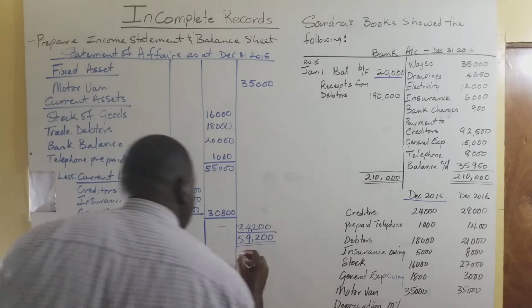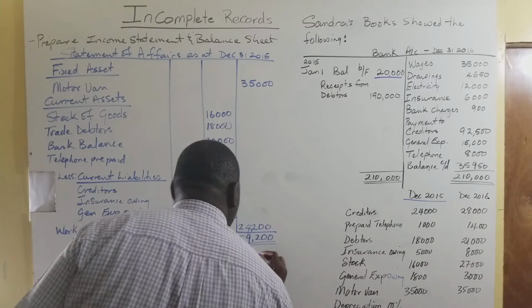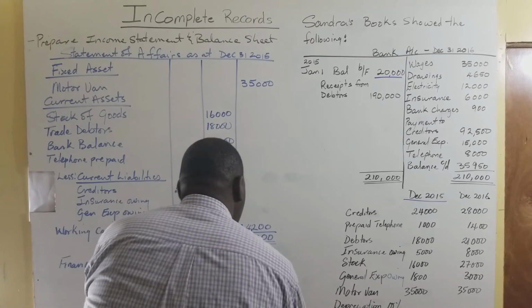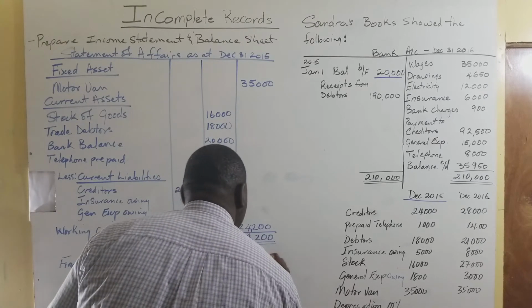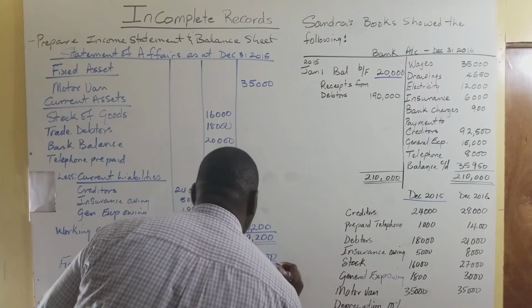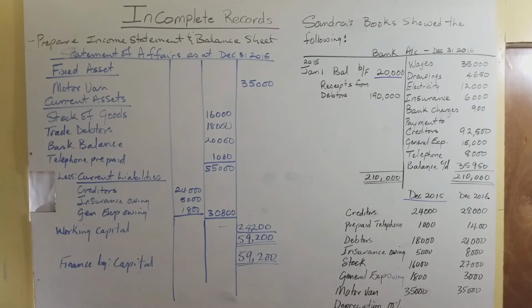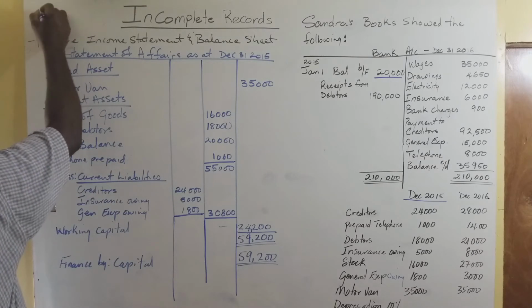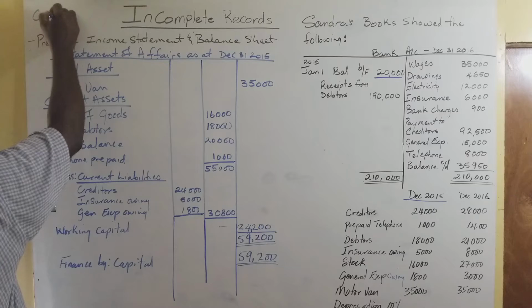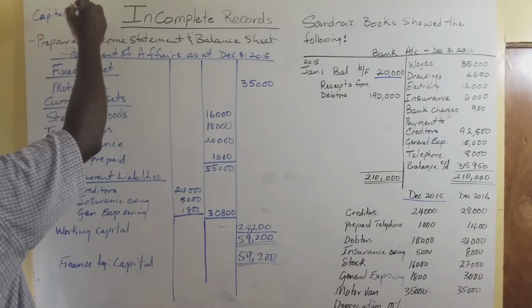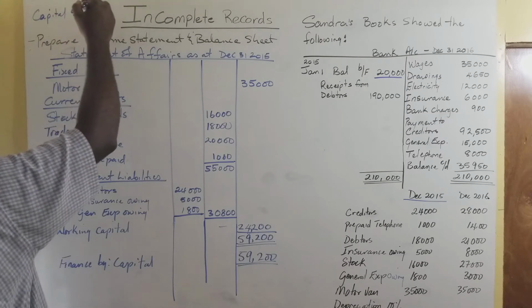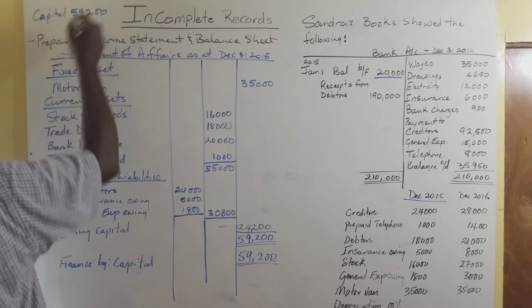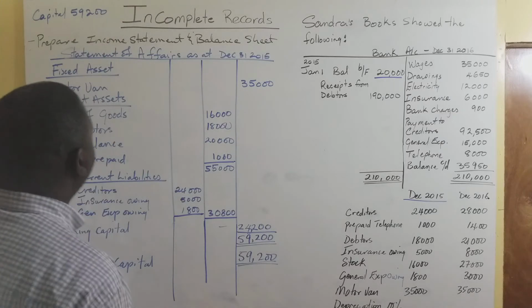It would be 57,200, 59 rather, 59,200. So now we would have completed this and we'd have found the capital figure. I'm going to write it here just to follow up. So the capital would be 59,200, just to make sure of how we're going to move this.